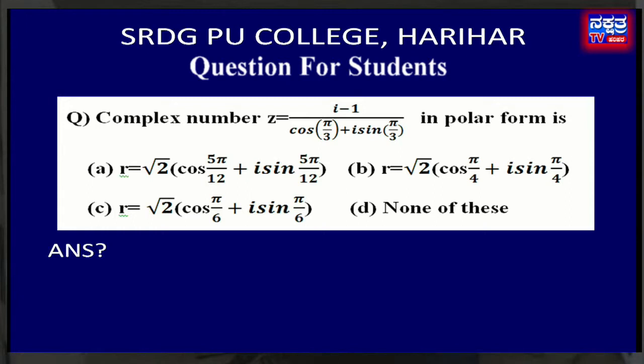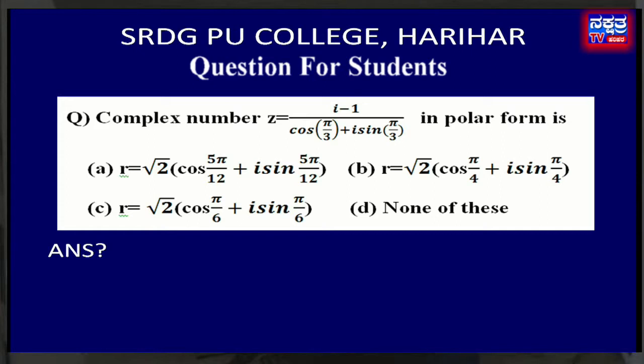Option A, r equal to root 2 into cos 5 pi by 12 plus I sin 5 pi by 12. Option B, r equal to root 2 into cos pi by 4 plus I sin pi by 4. Option C, r equal to root 2 into cos pi by 6 plus I sin pi by 6. Option D, none of these. Students, you have to solve this question in polar form.